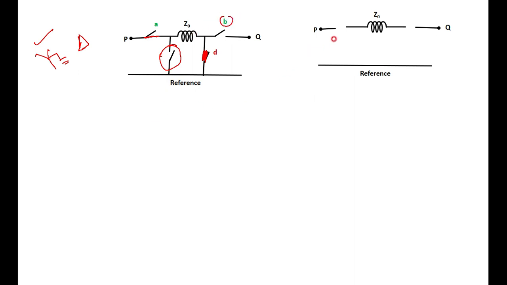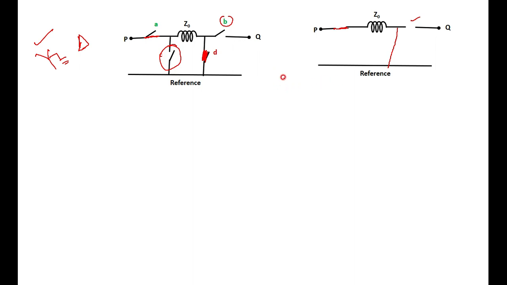Therefore, you just have to look into what you have operated. You have operated A, you have closed A here. Then you have operated D, therefore there is a direct connection from here to here. Therefore, the sequence diagram is P to Z0 and it is grounded here and there is a break here. This is the sequence diagram for star delta.